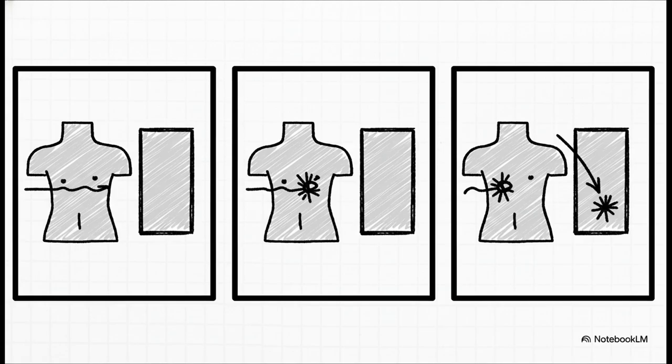And third, we've got scatter. Here, the photon interacts with an atom, but instead of being absorbed, it just gets deflected, bouncing off in a totally new direction, losing a little bit of energy along the way. As you're about to see, these three outcomes are the building blocks for absolutely everything in X-ray imaging.